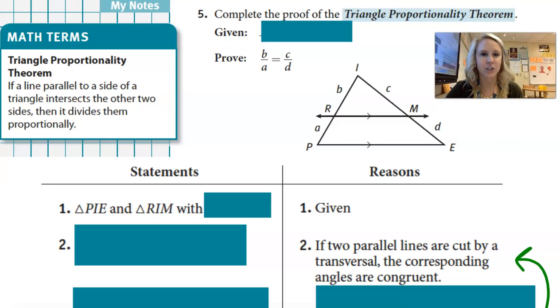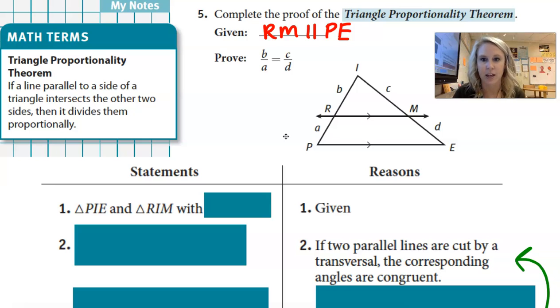Okay, so the Triangle Proportionality Theorem says that if a line is parallel to the side of a triangle intersecting the other two sides, then it divides it proportionally. Proportionally means that B over A equals C over D, and that would have been a whole lot less work for us. So given that RM is parallel to PE, we are going to prove that B over A is equal to C over D, aka proportionality.